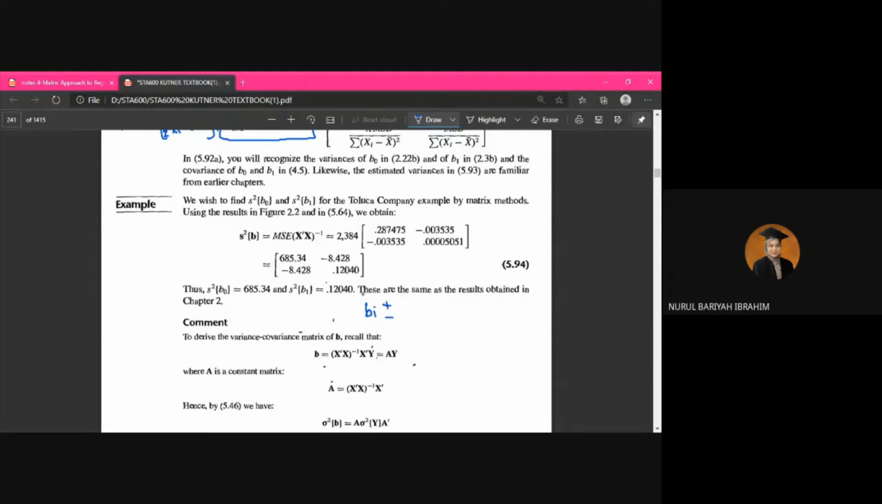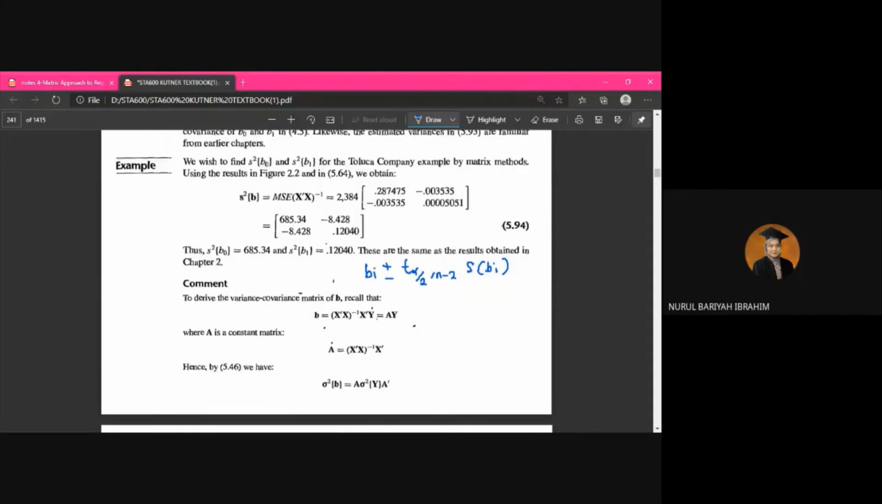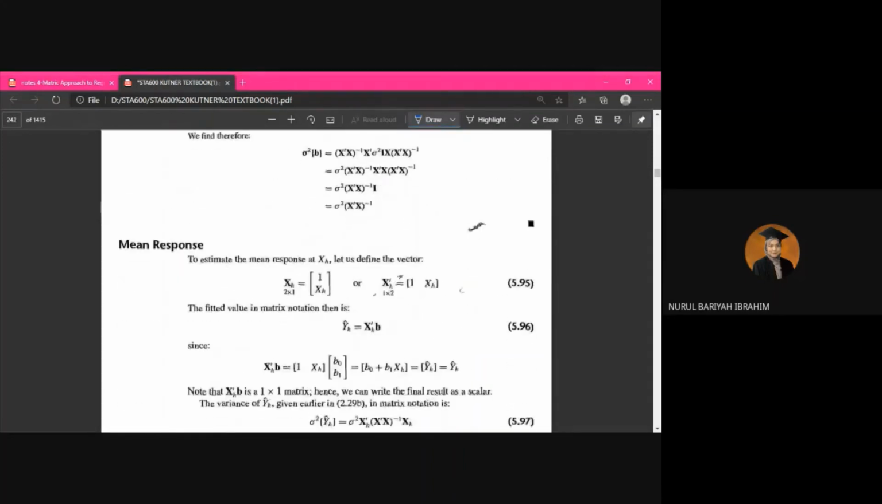Just to remind you, to find the confidence interval for the parameter, it will be beta i, which is either beta naught or beta 1, plus or minus the t table value at alpha over 2 with n minus 2 degrees of freedom, multiplied by the standard deviation of beta i. So we need this value of standard deviation for beta in order to find the confidence interval. And as usual, you can interpret the confidence interval.